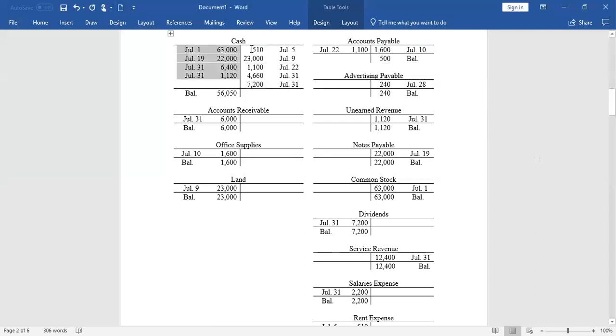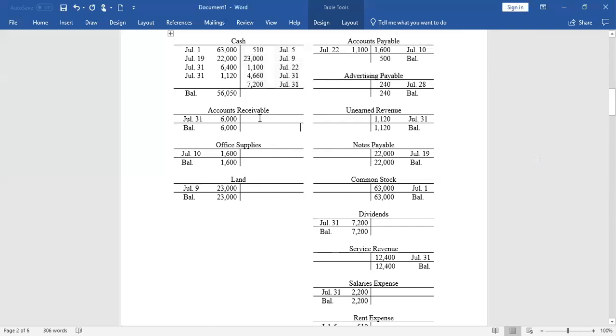We're going to do the same process on the credit side. Add the 510 to the 23,000 to the 1,100 to the 4,660 to the 7,200, and we get 36,470. Subtract the smaller side, the credit side of 36,470, from the larger side of 92,520. And we get a balance of 56,050. The balance will go on the side that had the larger total. The debits were more, so that's where the balance will be entered.